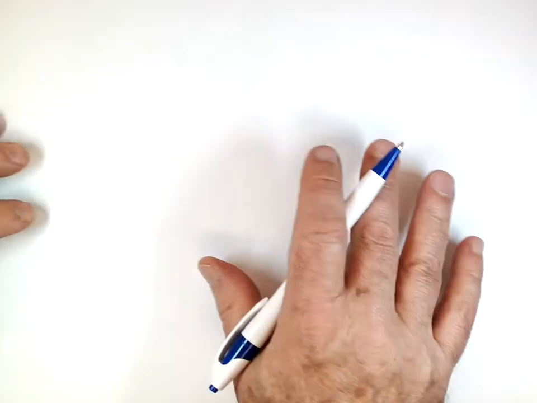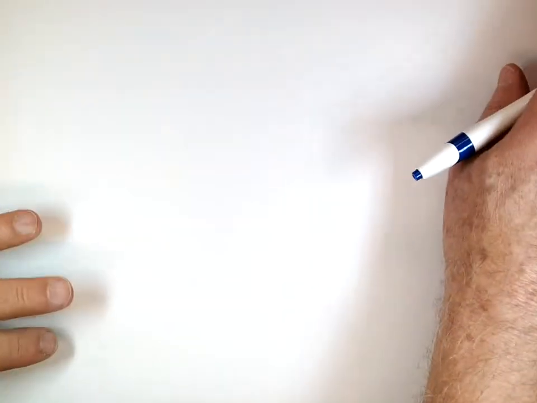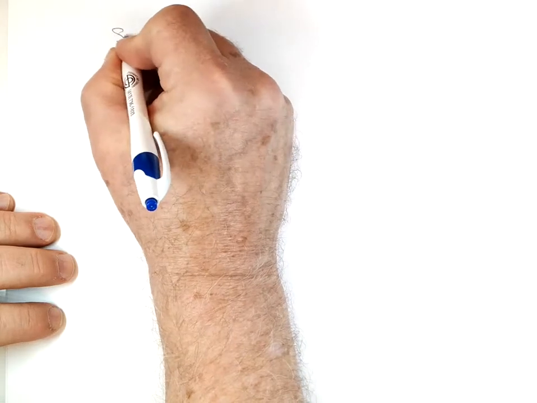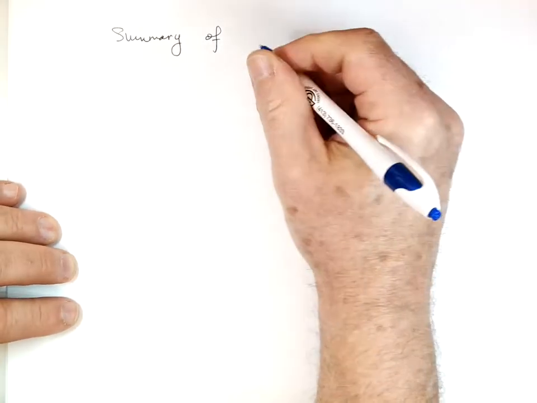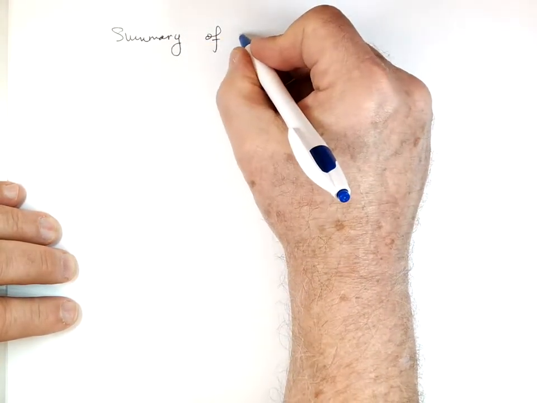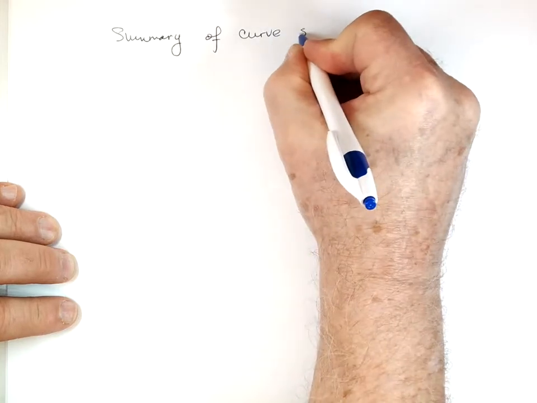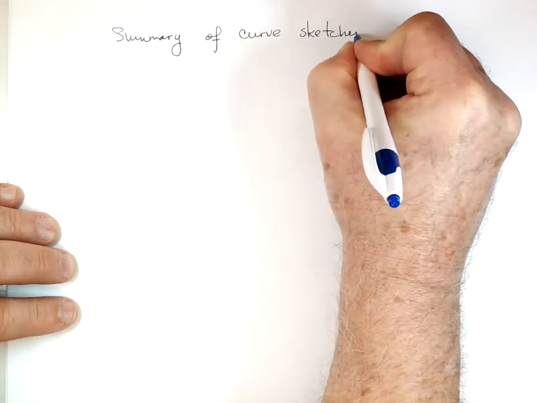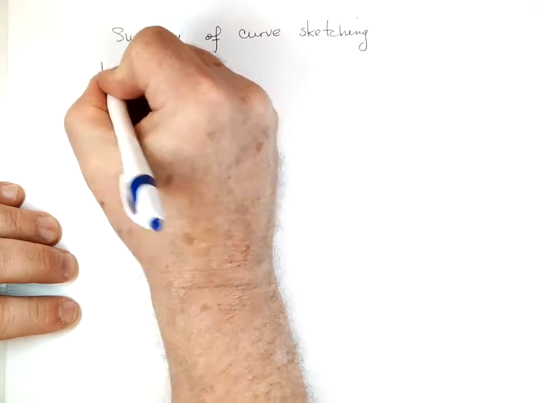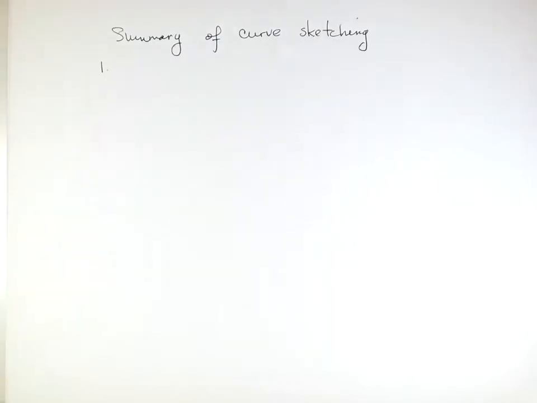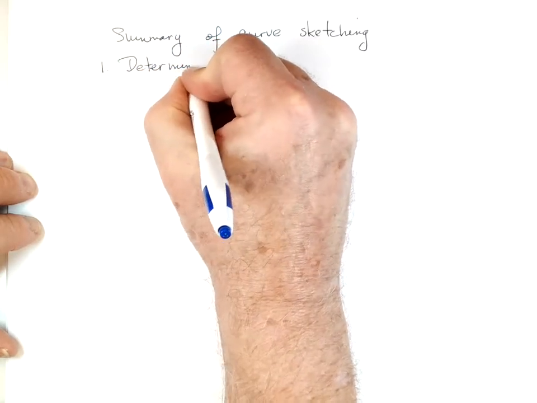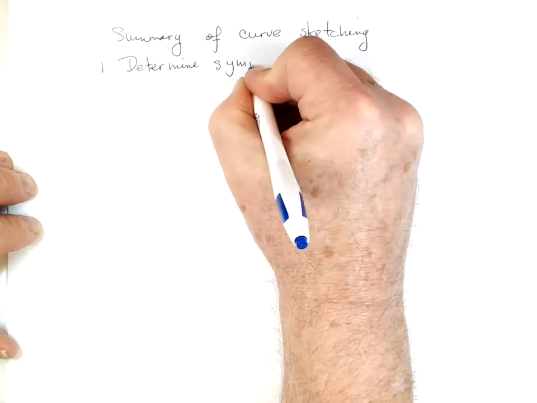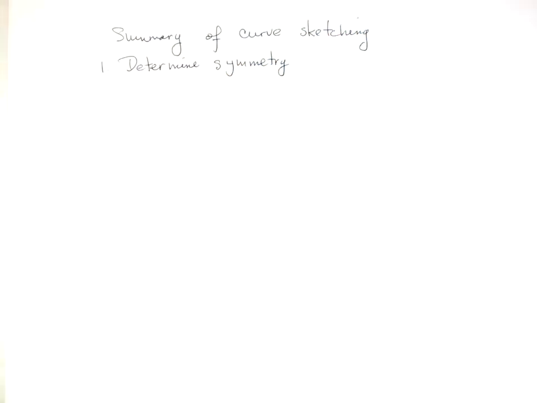Let me give you some rules for graphing functions. Okay? A summary of curve sketching. It's a summary up there. It doesn't look like it, but that's what it is. Okay. One, you should determine symmetry. Symmetry can be really helpful.